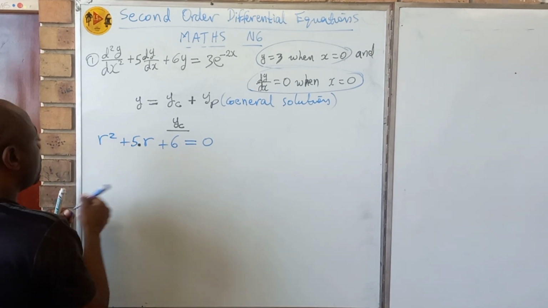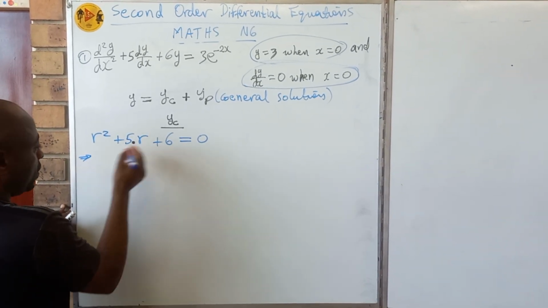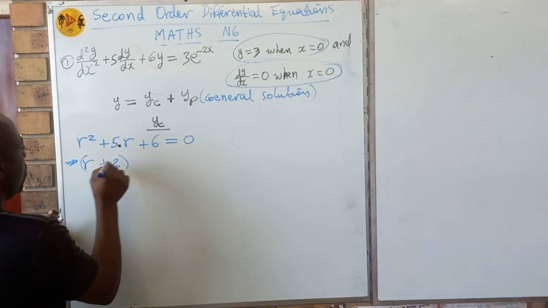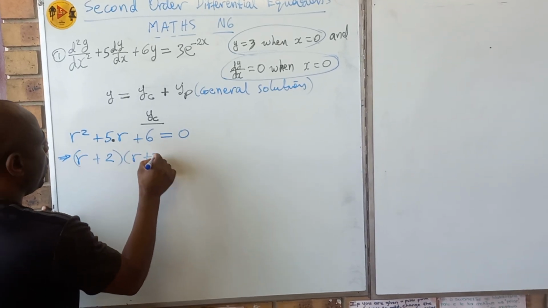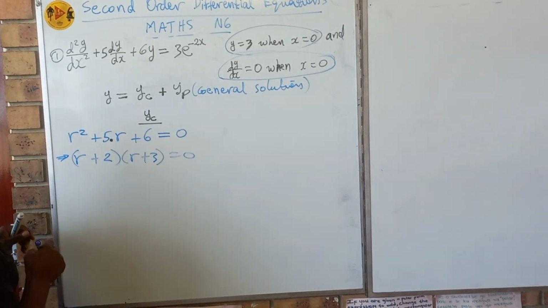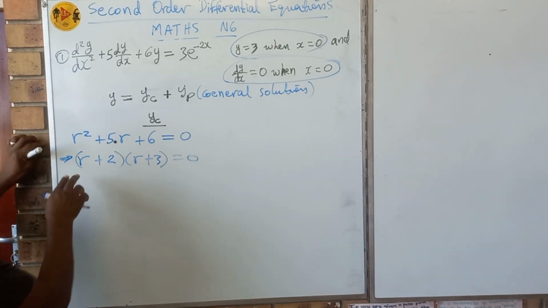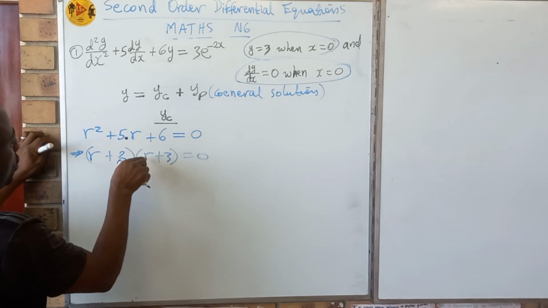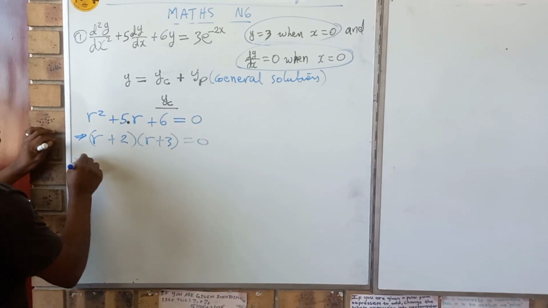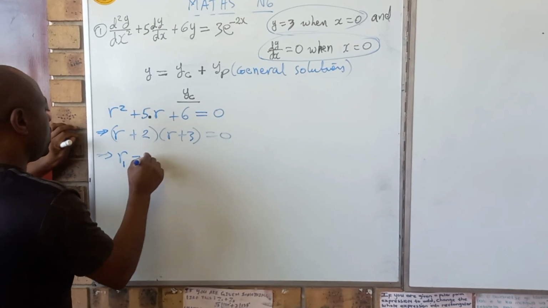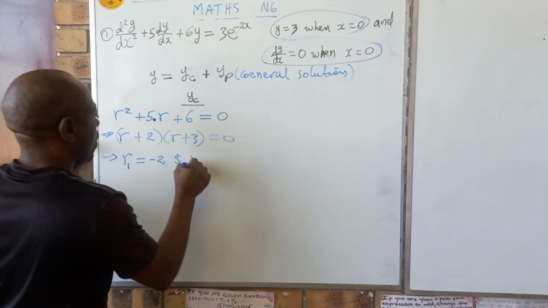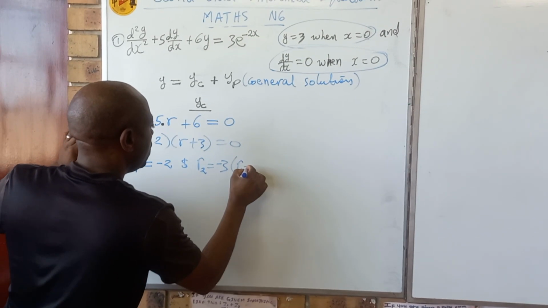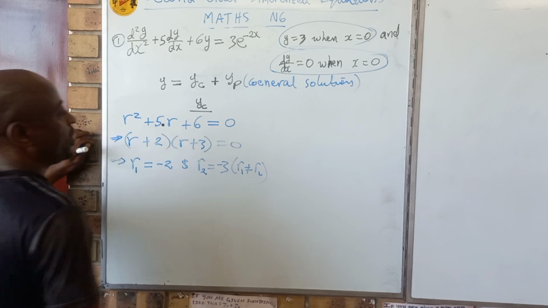So step 2, I have to solve this quadratic. This one for me looks simple because it looks factorizable. I think this is r plus 2 multiplying r plus 3. If we use factorization, you can see it's r squared, 3 plus 2 is 5, 6, yeah? So it shows that our r1 is negative 2 and r2 is negative 3. So again, r1 is different from r2.